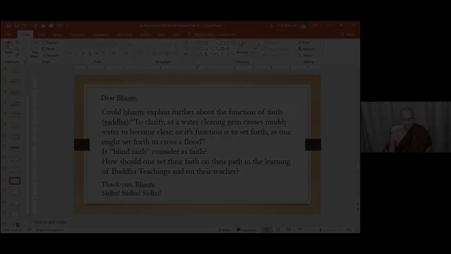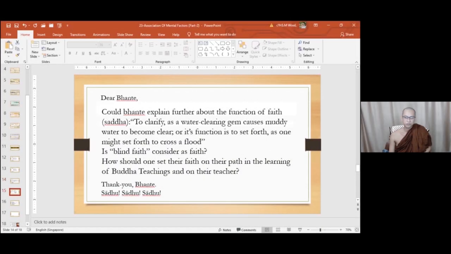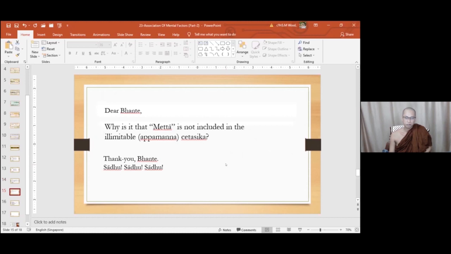Sadhu, sadhu, sadhu. Okay, the next question. Dear Bhante, why is metta not included in the illimitable Appamanna Cetasika? Thank you, Bhante.